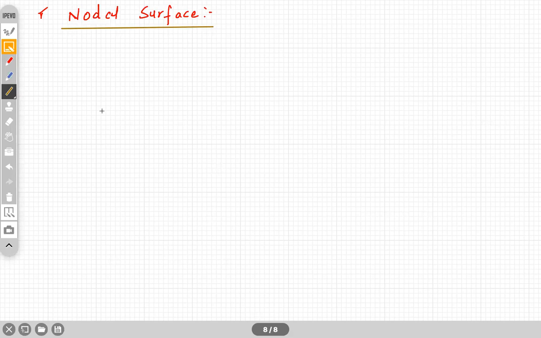Okay, write down the definition. Nodal surface is the surface at which the probability of finding an electron is 0. Okay, this is a nodal surface.